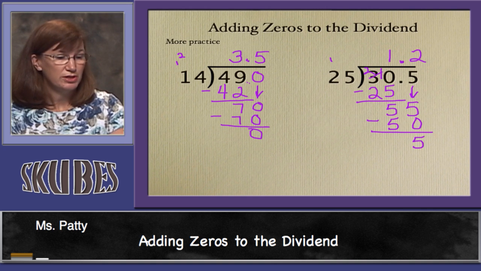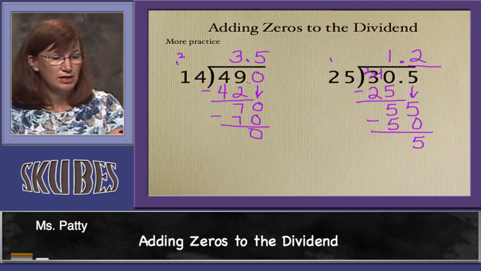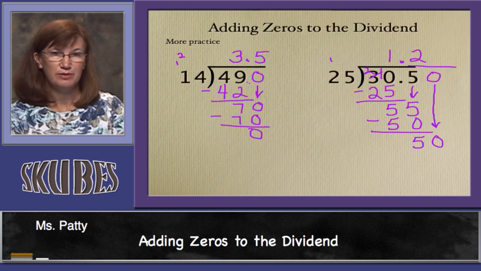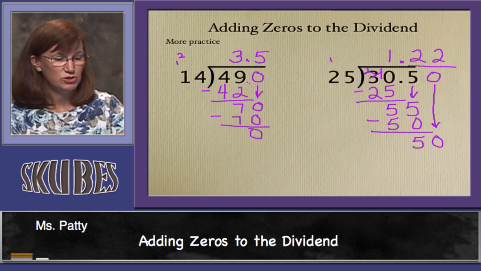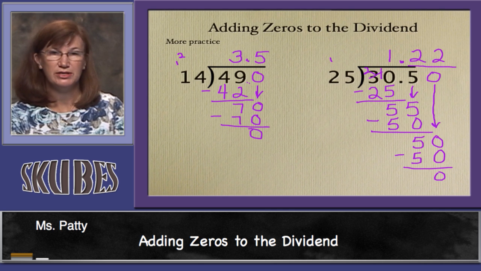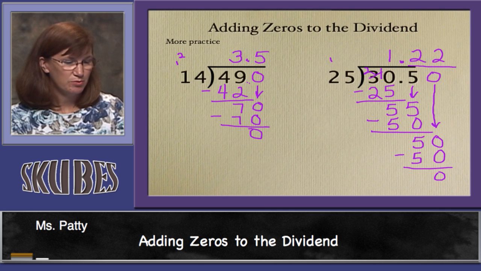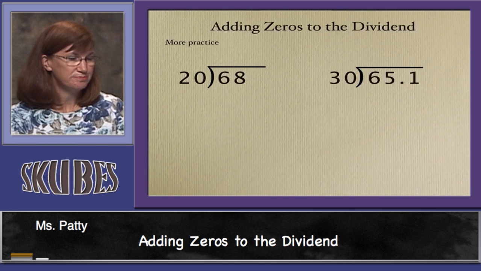Now, we've got no place to go. I'm going to actually extend my line here, put a 0, bring my 0 down, and now I have 50 divided by 25, which is 2. 2 times 5 is 10 with my 1. 2 times 2 is 4, plus 1 is 5. And we've completed this problem. We've got a couple more problems to practice on.